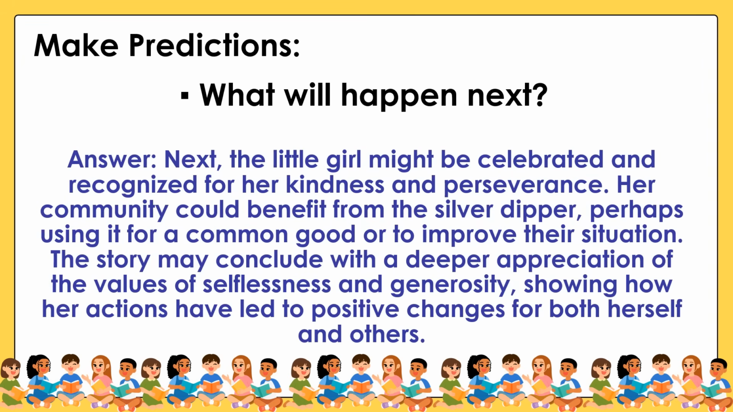So, what do you think will happen next? Here's the possible answer. Next, the little girl might be celebrated and recognized for her kindness and perseverance. Her community could benefit from the silver dipper, perhaps using it for a common good or to improve their situation. The story may conclude with a deeper appreciation of the values of selflessness and generosity, showing how her actions have led to positive changes for both herself and others.